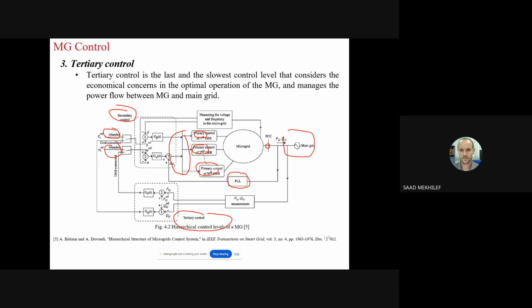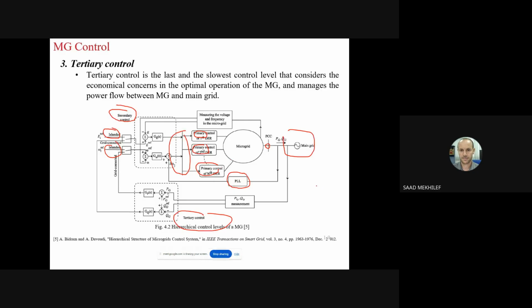For example, you have a PV, right? You have a DC-DC converter, maybe you have an inverter. So that is the control, that's the primary control. And then on the upper level, when I want to communicate between the PV, the wind, and the storage, I have another energy management control.